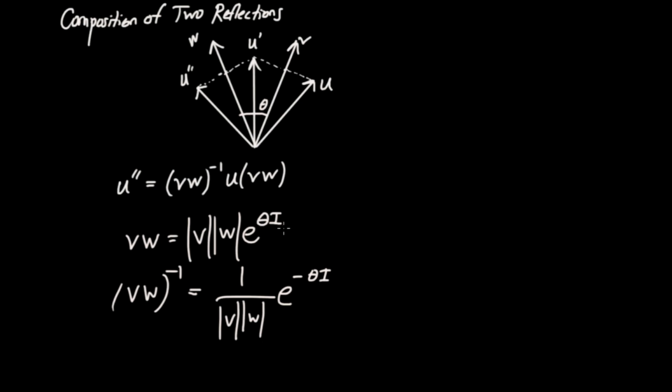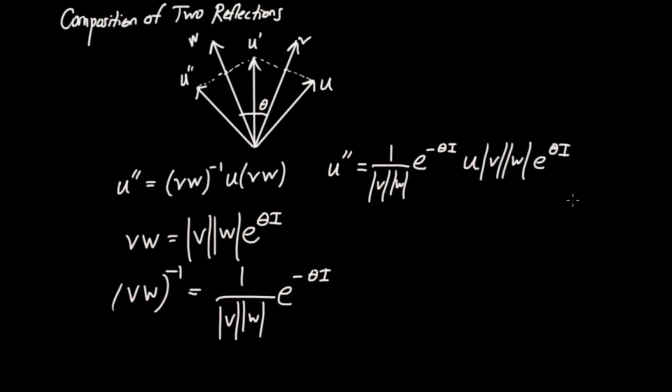So e to the 0 is indeed 1. Now let me substitute these two expressions into the formula that we generated for two reflections. So we have U double prime is equal to the inverse of VW. Let me just substitute that thing right there. We have 1 over length of V, length of W, times e to the minus theta I, times U. And then we've got VW, which was this thing here. So length of V, length of W, times e to the theta I.